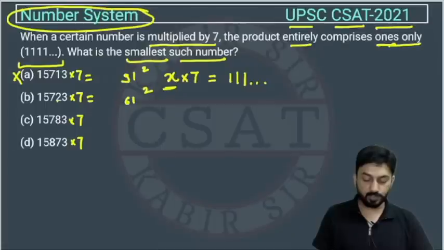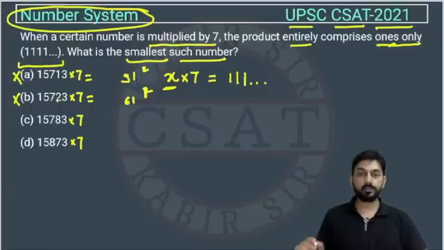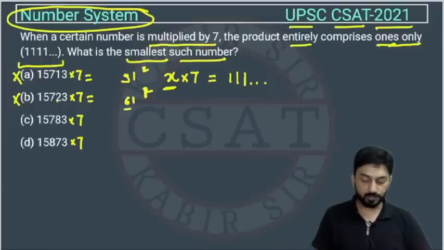So we are not getting it, all digits should be 1. So we are getting 6. So this is also ruled out. Now the third option: 7 3s are 21, 7 8s are 56, plus 2, 58. Right, so this option is also wrong because we are getting 8.